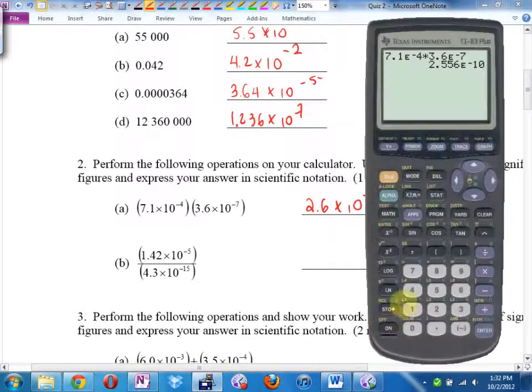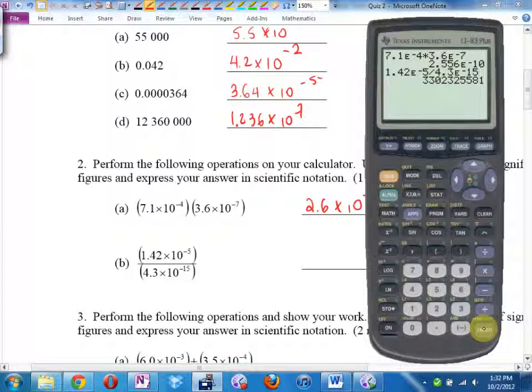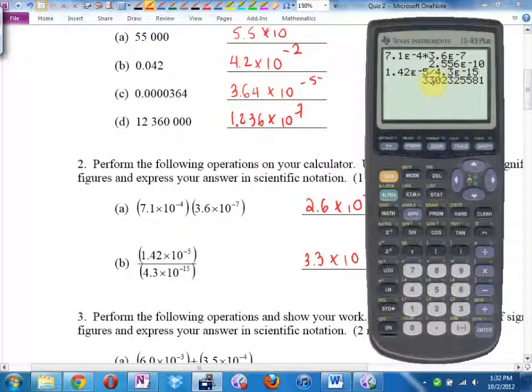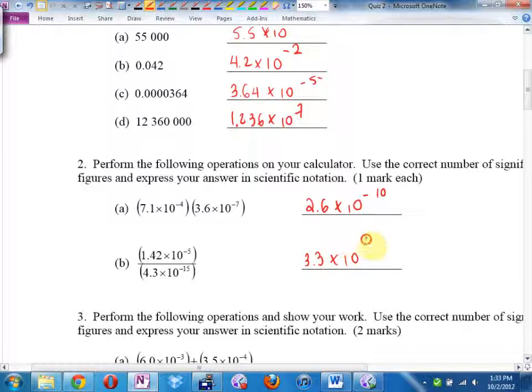B. 1.42, scientific notation button, negative 5 divided by 4.3, scientific notation button, negative 15. How many sig figs am I going to go to here? Also 2, so it's going to be 3.3, half mark for that, times 10 to the 1, 2, 3, 4, 5, 6, 7, 8, 9.